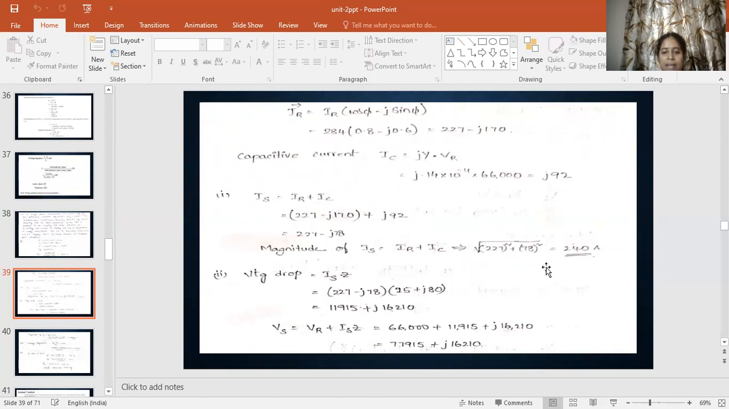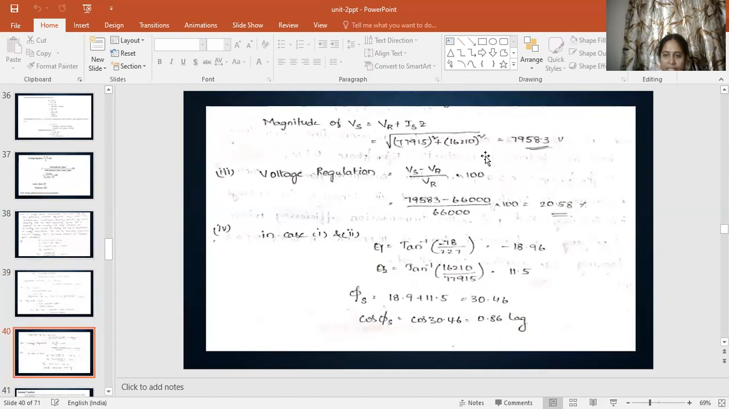So we can get the value for the IS, and the voltage drop is nothing but IS into Z, and we can find the value for the voltage drop, and also the sending end voltage Vs. Substituting that value, we can get the value for the Vs also, and the percentage regulation is nothing but Vs minus Vr by Vr into 100. So substituting, we can get 20.58.